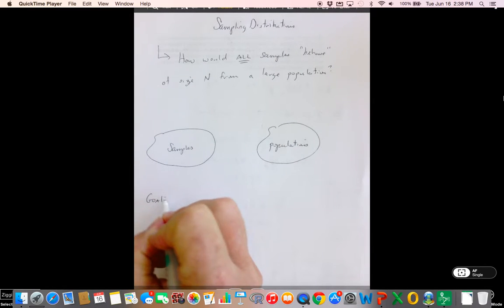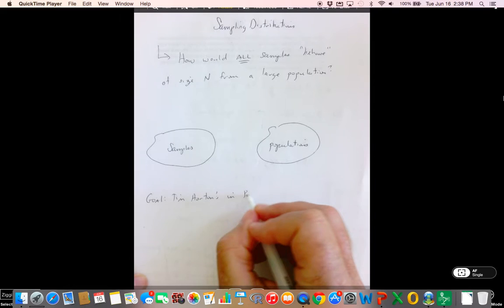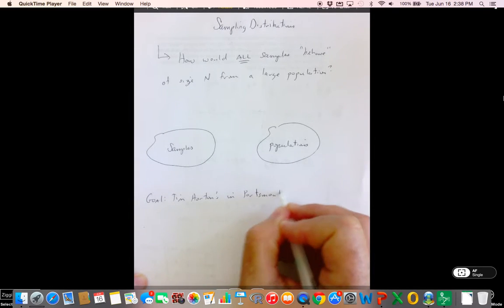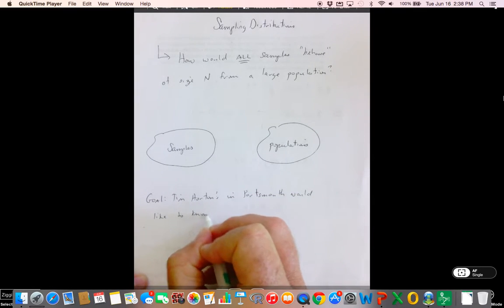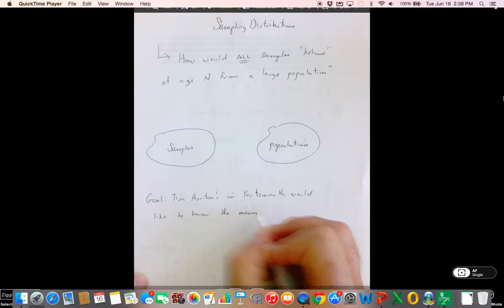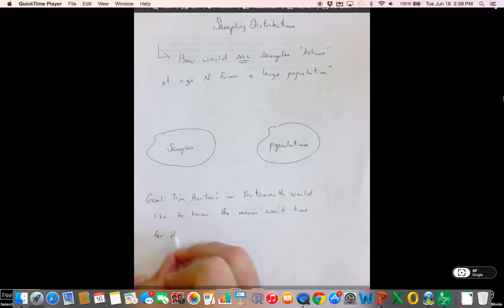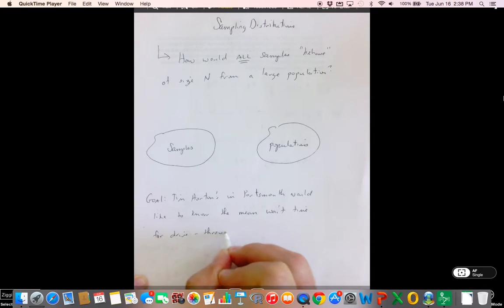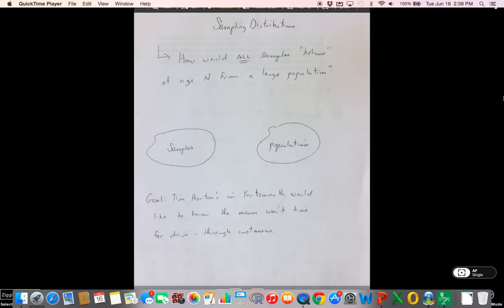Now, looking at the relationship between a sample and a population, let's say, for example, that Tim Hortons, just in Portsmouth, would like to know the mean wait time for drive-through customers. Now, does anybody know that? Well, you might say, I saw that it was published somewhere. Even if it's published, you don't know it. But let's say that we'd like to know that and we want to carry out a study.